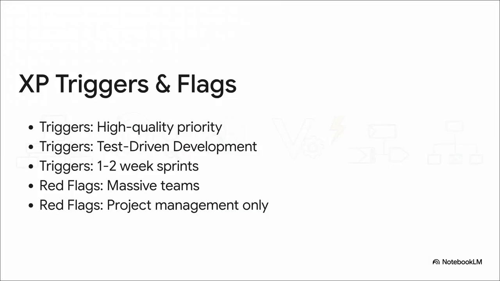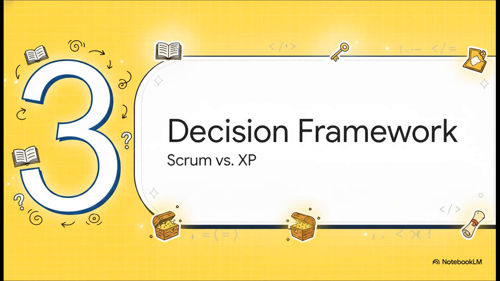So, for the exam, you want to hunt for these gamified trigger words. Look for pair programming, test-driven development, or TDD, continuous integration, refactoring, or an on-site customer. XP also runs on much tighter 1 to 2 week iterations. But watch out for the red flags here too. Avoid XP like the plague if the scenario describes a massive team. It's really built for small to medium-sized groups. And if the prompt's main focus is entirely on project or work management without mentioning technical standards, XP is definitely the wrong answer.